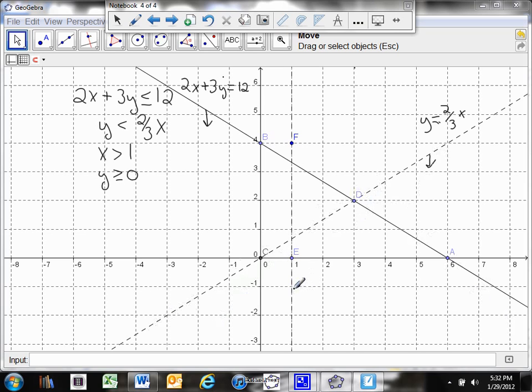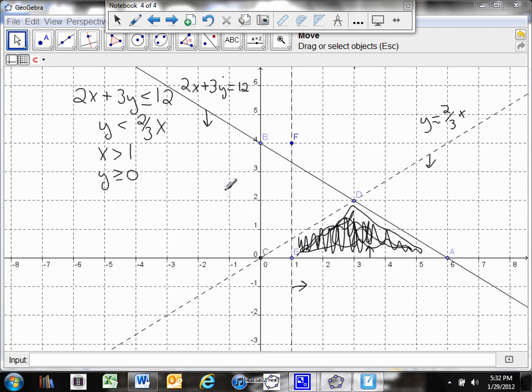Then the values of x that are greater than 1 are over on the left hand side, so I'm going to be on the left hand side of that. Now my region looks like this. Now y's got to be greater than or equal to 0. It means I've got to be above the x-axis, and my region, this is my feasible region, is right here.